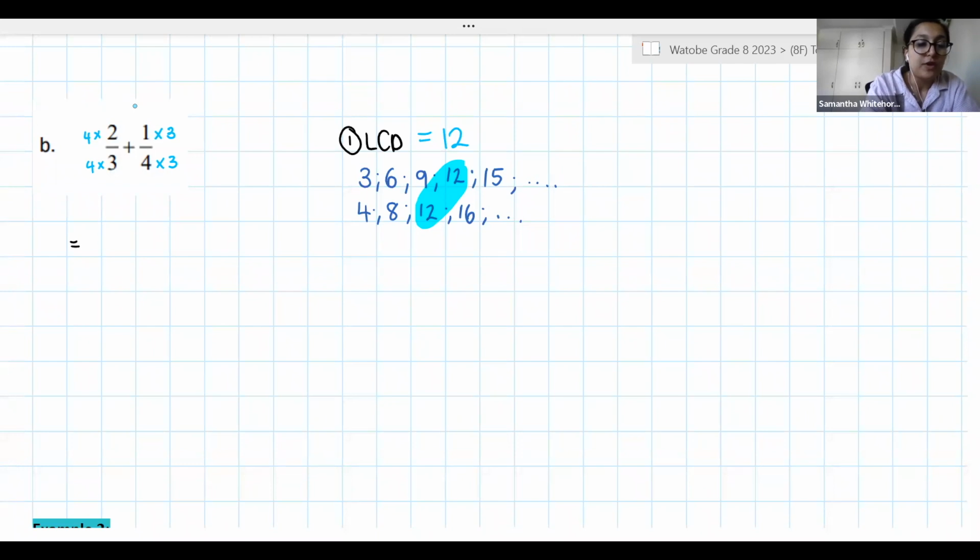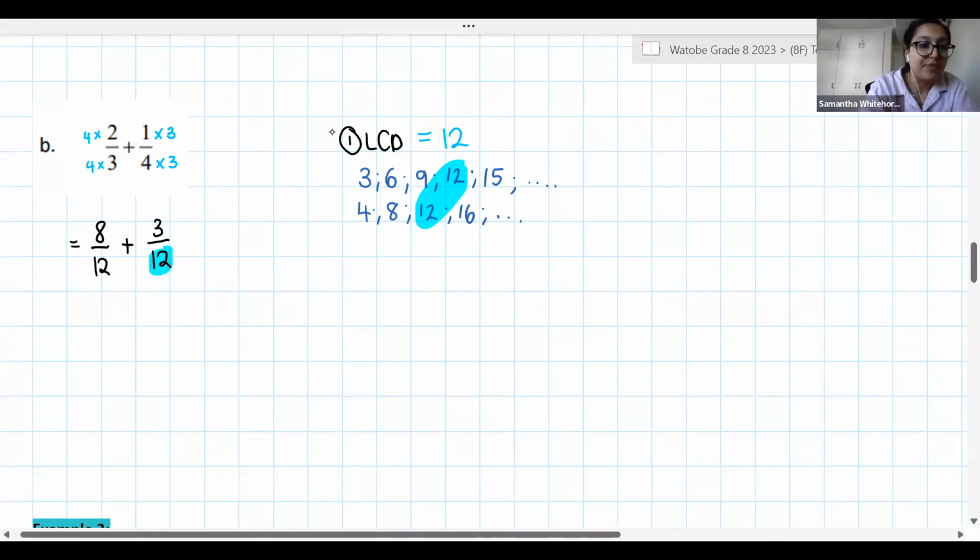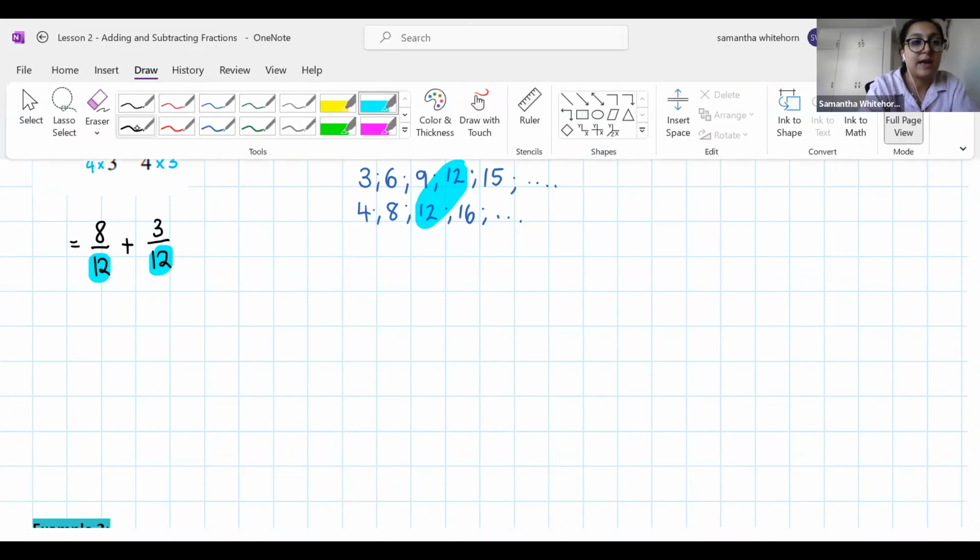So for the first fraction, 4 times 2 is 8 over 12. And in my second fraction, I've got plus 1 times 3 is 3 over 12. And now those denominators are the same. That is what I want. I can only start adding where my denominators are the same.